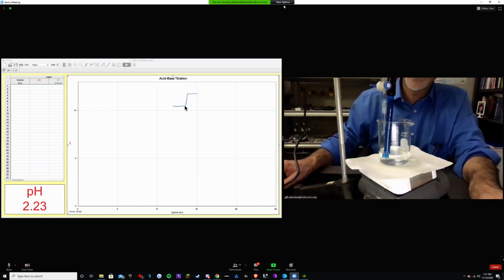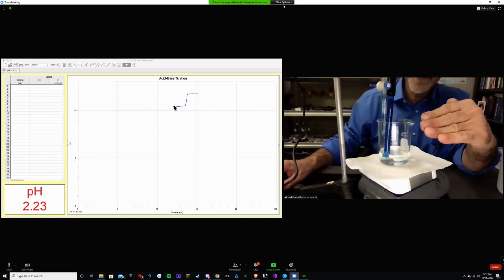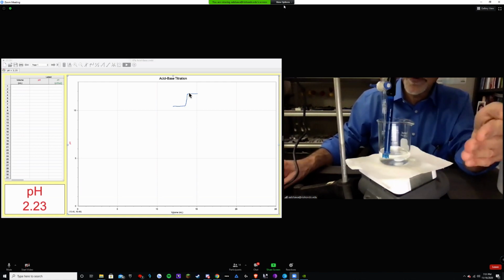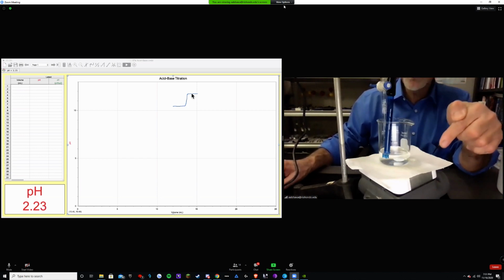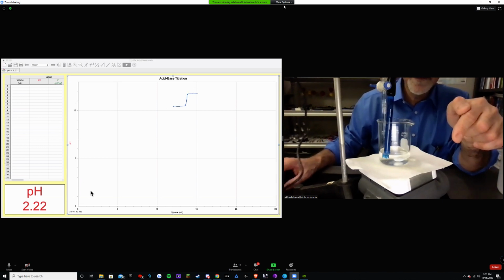So it'll be almost a straight line, slightly tilted upward with a slightly positive slope. There'll be a jump once I approach the end point, which is when I've added enough of the base to the acid, beyond which, if you add a little bit more, it's going to generate a second plot, a second straight line. So I want to have that look of the plot of the pH on the y-axis versus the added volume of the sodium hydroxide on the x-axis.